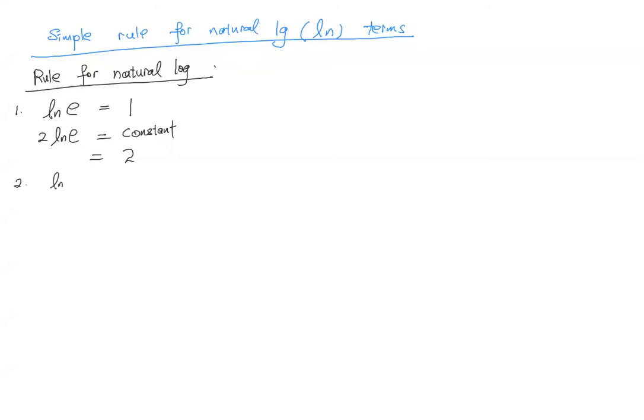Okay. Second, ln 1 is equal to 0. Now you can use your calculator and test. The reason why ln e is equal to 1 is because e to the power of 1 is e. Why is ln 1 equal to 0? Because e to the power of 0 is 1. So that is how we get the natural log rule. Are you okay?